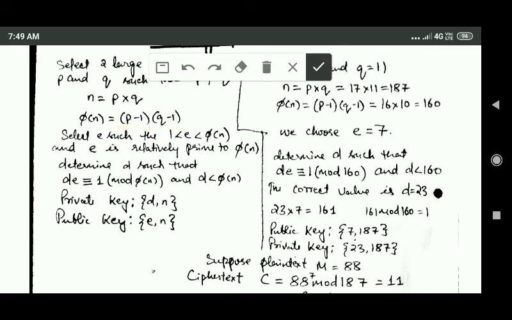Now, when we have the value of phi n, we need to select e such that e is greater than 1 and less than phi n, and e is relatively prime to phi n. When we have found the value of e, we need to determine the value of d such that d times e is congruent to 1 modulo phi n, and d is less than phi n. When we have the values of d and e, the private key consists of d and n, and the public key consists of e and n.